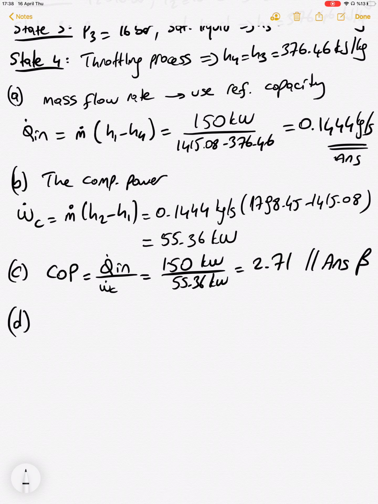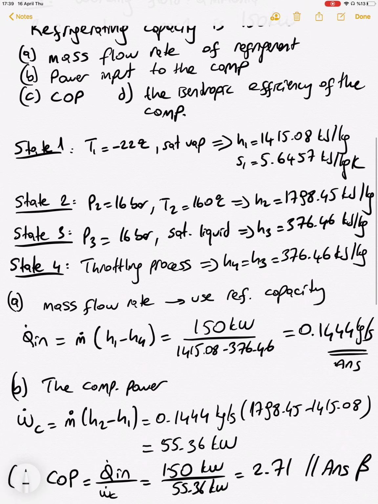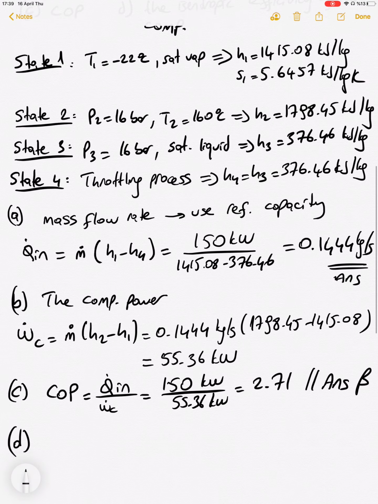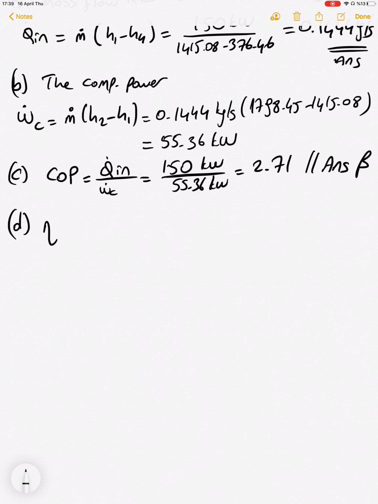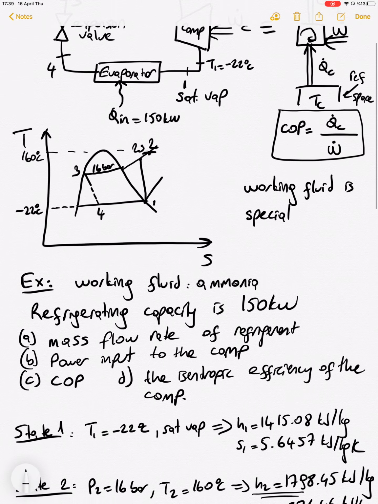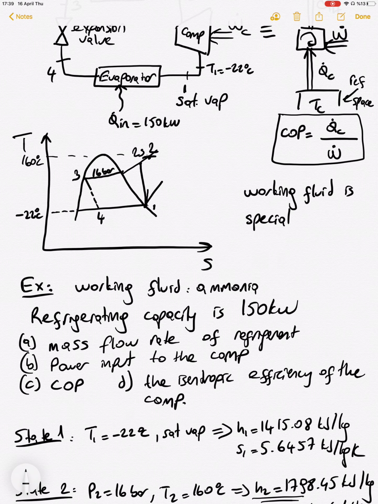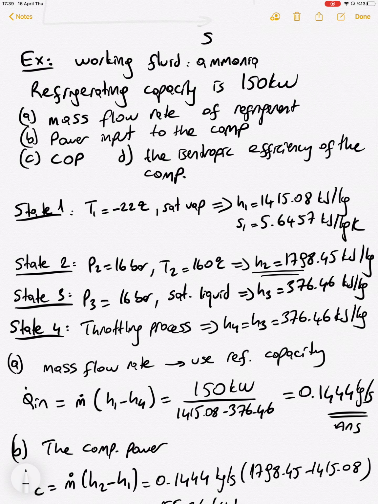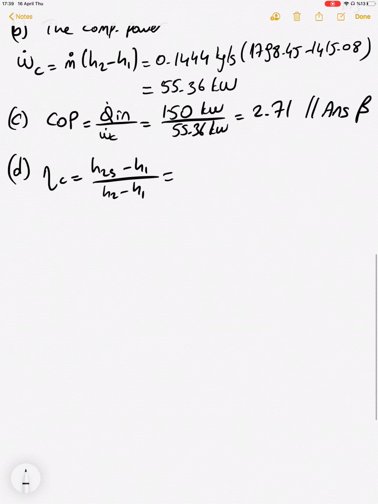And for part D, we would like to obtain isentropic efficiency. You know that for the compressor, it is H2s minus H1 over H2 minus H1. So here we know H2, and H2 is here. So this is the actual graph, non-isentropic 1 to 2, but 1 to 2s is isentropic, which means that S2 is equal to S1. So we can determine that state.